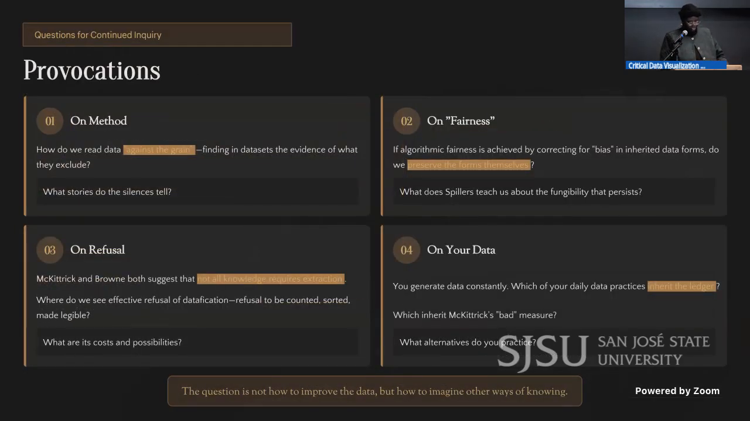Questions for continued inquiry. I want to leave you with four provocations for our discussion. On method, how do we read data against the grain, finding in data sets the evidence of what they exclude? Hartman's practice, critical fabulation, to fill the archive's silence. What stories do the silences in contemporary data tell us?